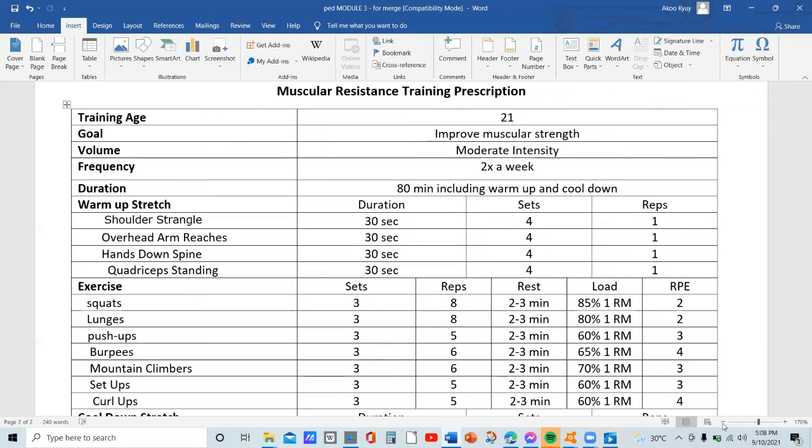And for the duration, number of sets and repetition, as you can observe, the warm-up and the cool-down stretch exercises are just the same with its corresponding duration, number of sets and repetition. So repetition refers to the number of times you perform a particular exercise, while set is the series of repetitions performed sequentially.